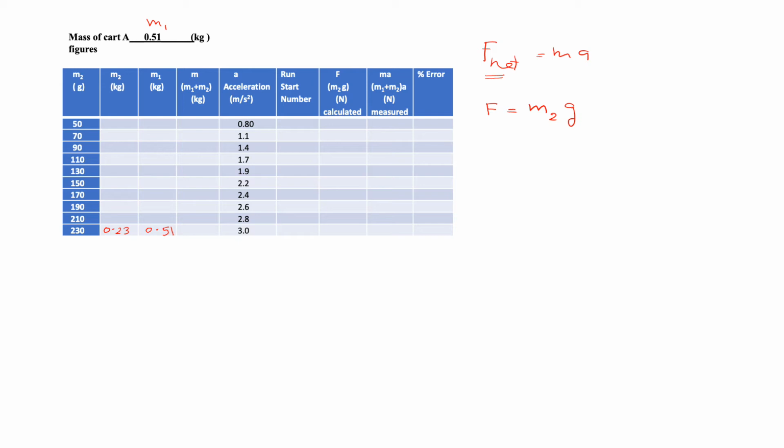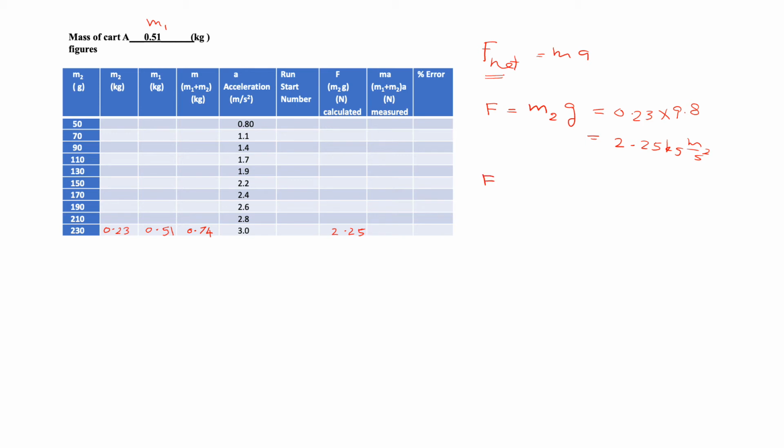M1 plus M2 is 0.74. Okay, so M2 times g, M2 is 0.23, so M2 times g is 0.23 times 9.8 meters per second squared, which is equal to 2.25 kilogram meters per second squared, which is Newton. So 2.25 Newton. And this is one way to calculate the Newton's law or the net force.